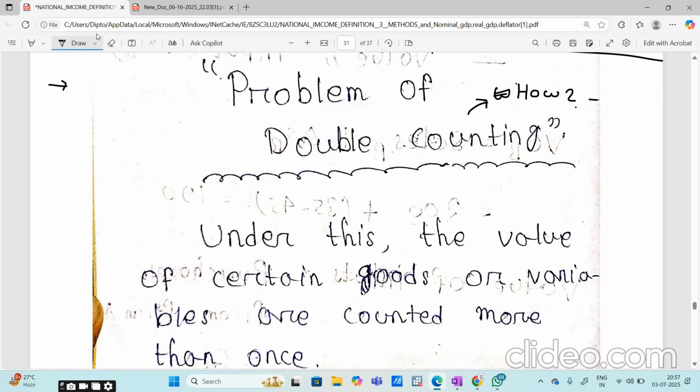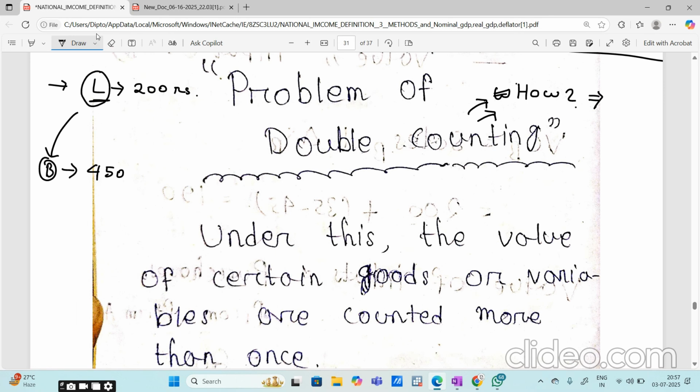So the answer is, when we are adding the value of intermediate consumption, when we are adding the value of intermediate goods in the GDP calculation, then the double counting problem can arise. Okay, how? Suppose the price of leather is 200 rupees, and by this leather a producer has made a bag, and the price of the bag is 450 rupees.